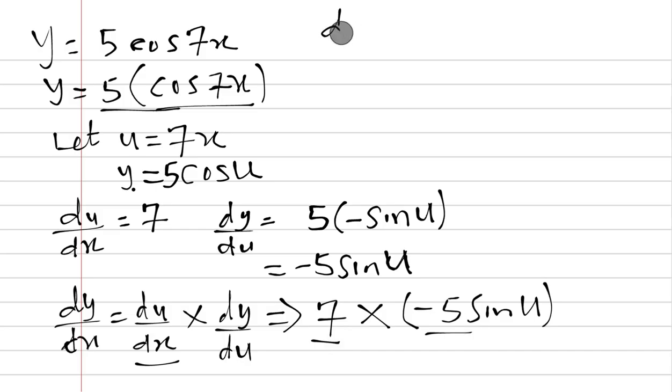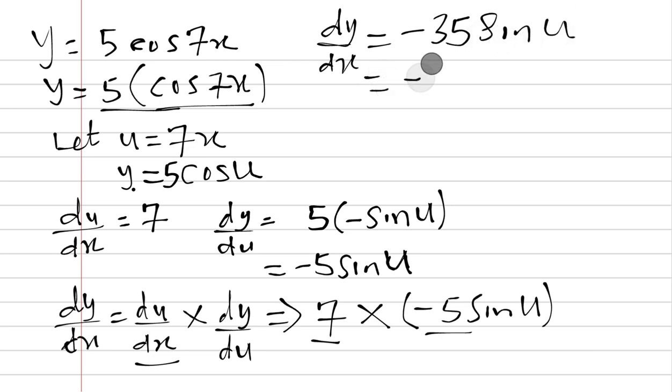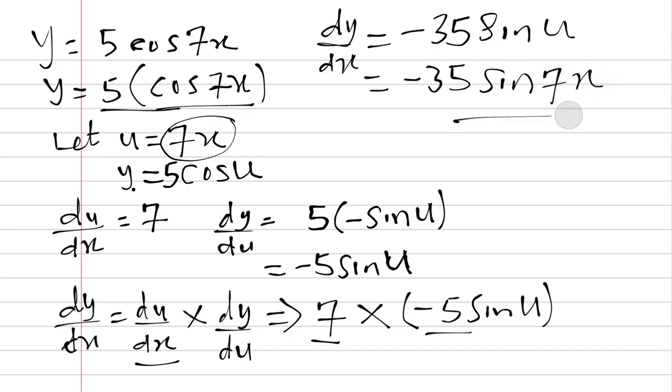So let us write it here. Our dy dx up here now is equal to 7 times minus 5, which will give you minus 35 sine u. And that means it will now be minus 35 sine, and your u is 7x. So this is our final answer. Do you understand that now? So that is how you deal with questions like this.